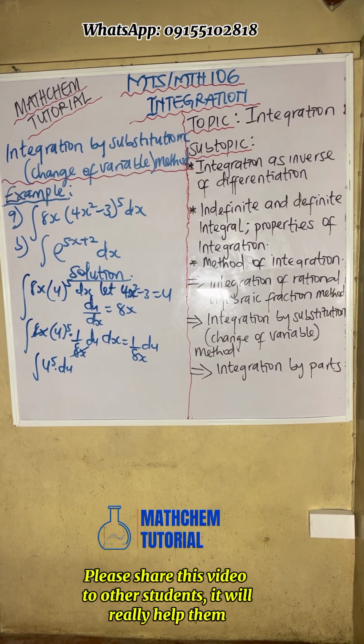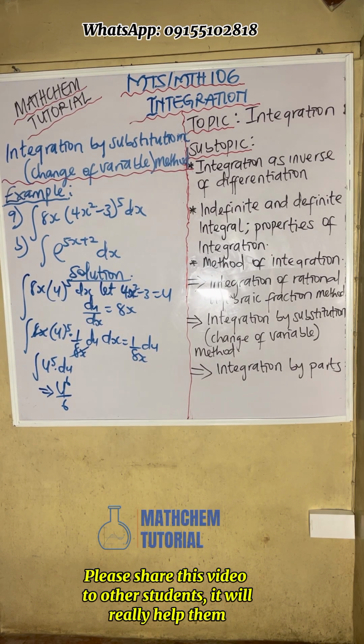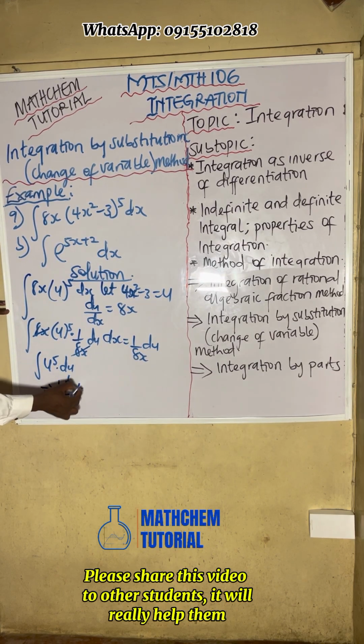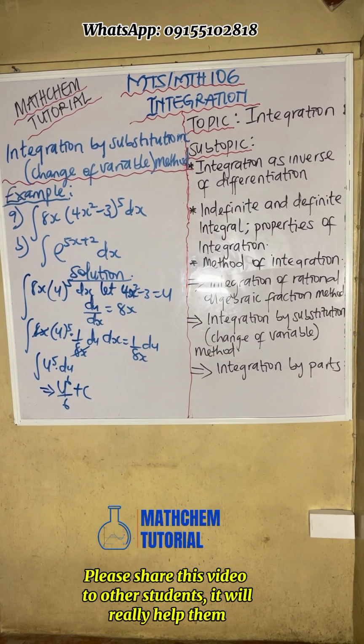So u^5 is part of which rule? It is the power rule from our part A video. So if you integrate it, our answer is going to be u^6 over 6. That's it: u^6 over 6 plus c, because it is an indefinite integral.